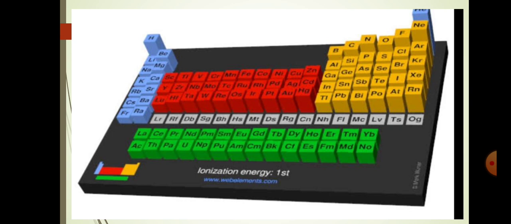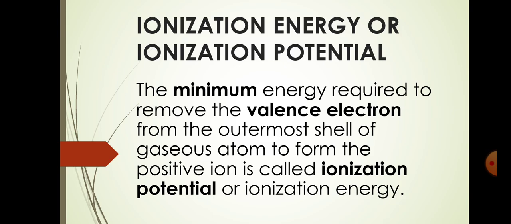Today we discuss the ionization energy, or the ionization potential, which is mentioned in chapter number 3, periodic table and the periodicity of the properties. Now we are going to start the ionization energy, or also we can say the ionization potential.